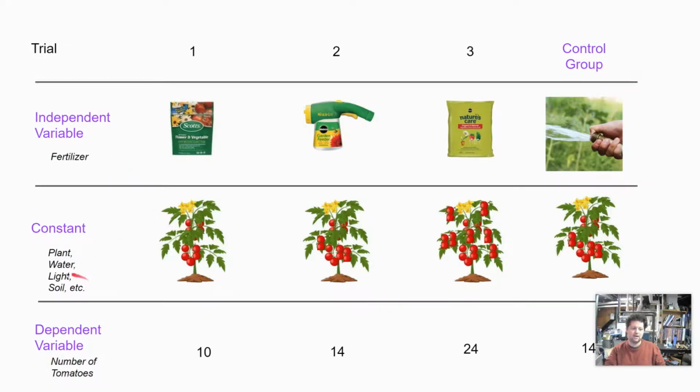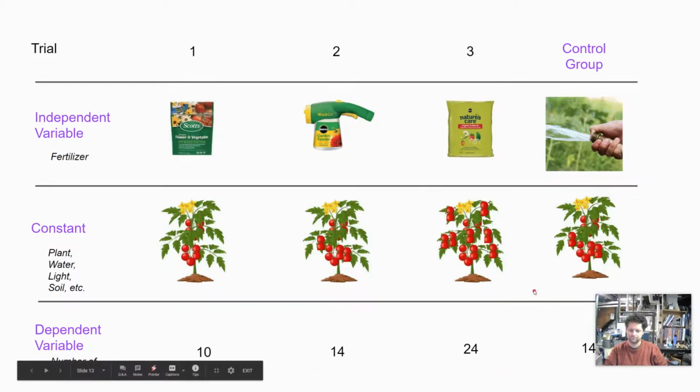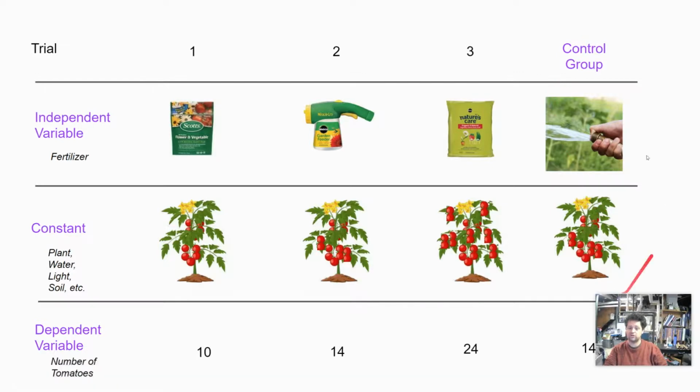If you could assume that maybe I changed the amount of water that each plant got, and so these two plants got half the amount of water as these two plants, well, then what changed the number of tomatoes? Was it the amount of water or was it the fertilizer? Okay, I can only ever have one independent variable. Everything else is going to be a constant, and my dependent variable is going to be the number of tomatoes that each plant grew. I need a control group, and the control group is a copy of the experiment that does not have the independent variable in it.